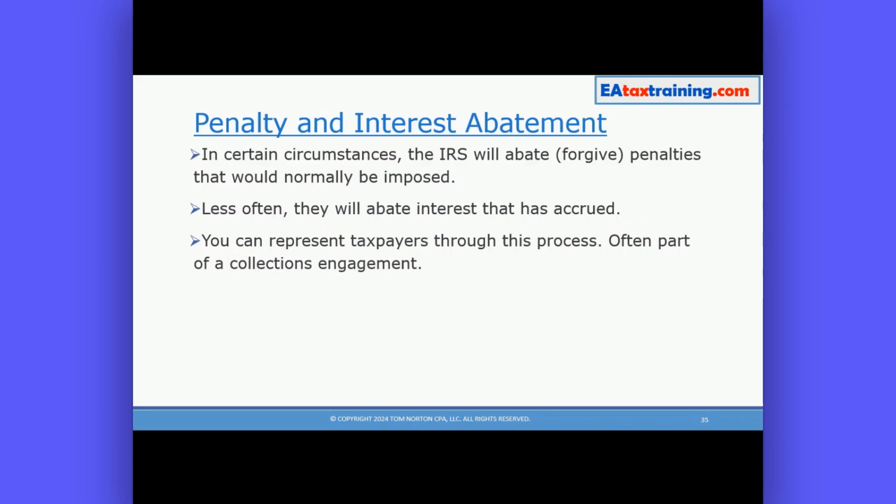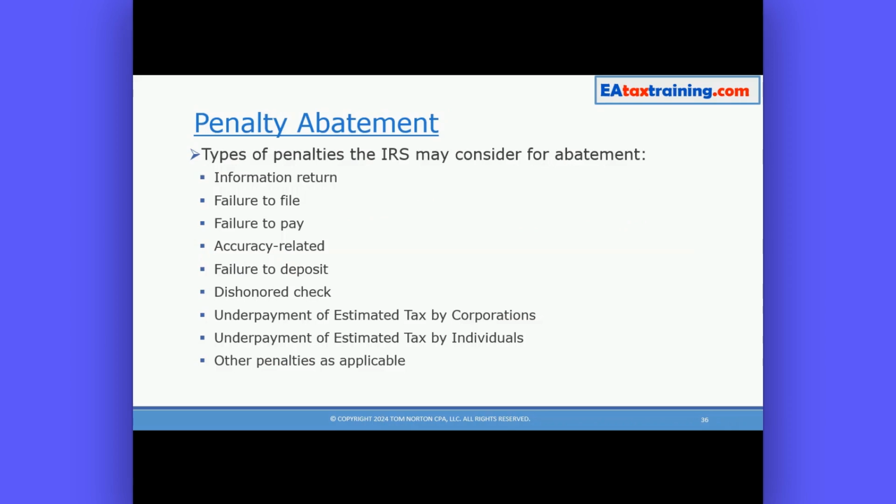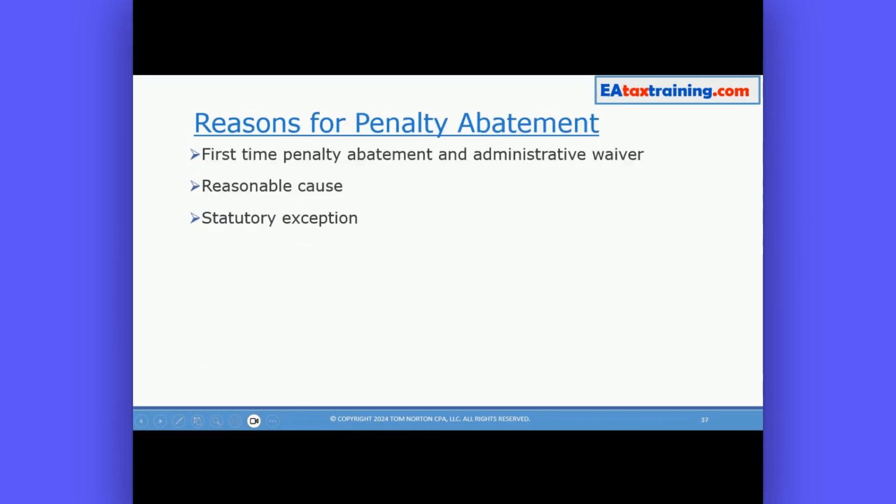And as part of that, you might also negotiate an abatement of penalty and or interest. Or sometimes you might just be engaged to try to get this penalty or interest abatement. So penalty abatement. These are the types of penalties that can be abated. What we're usually going to be dealing with is failure to file and failure to pay. But you can see here on the screen all the other different types of penalties that may be abated.